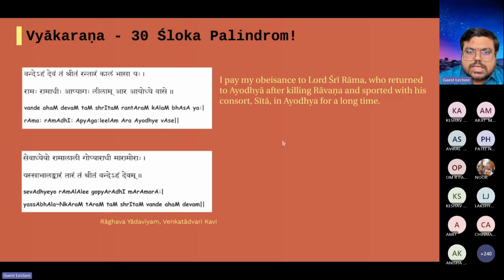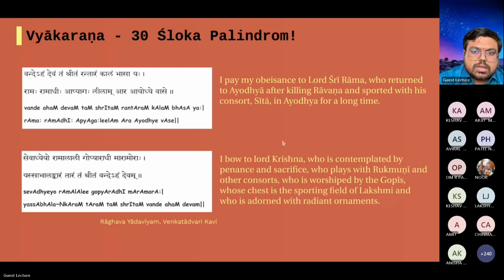So the first one says, I pay my obeisance to Lord Sri Rama, who returned to Ayodhya after killing Ravana and sported with his consort Sita in Ayodhya for a long time. I bow to Lord Krishna, who is contemplated by penance and sacrifice, who plays with Rukmini and other consorts, who is worshipped by the gopis, whose chest is the sporting field of Lakshmi, and who is adorned with radiant ornaments. This is the very first shloka of the Raghava Yadaviyam.